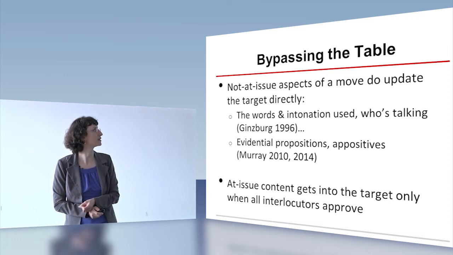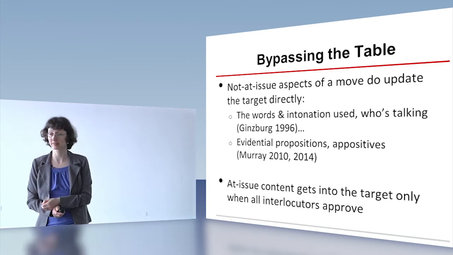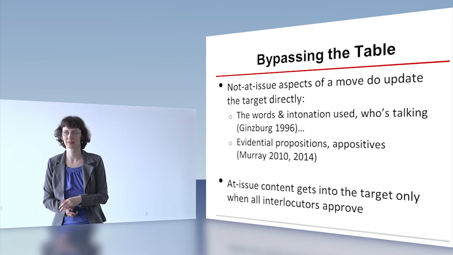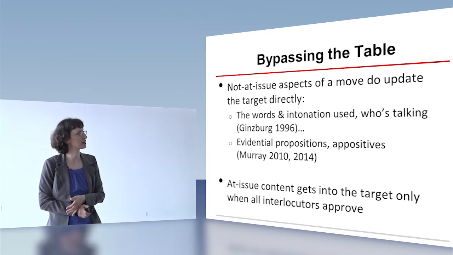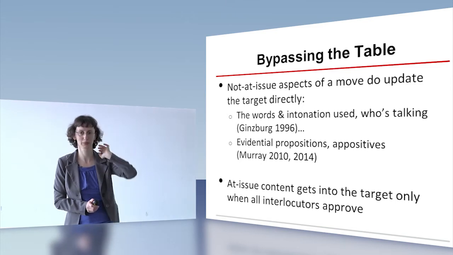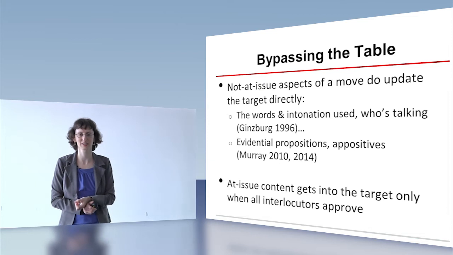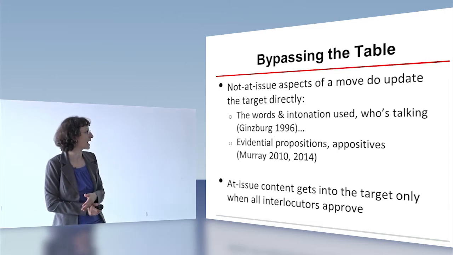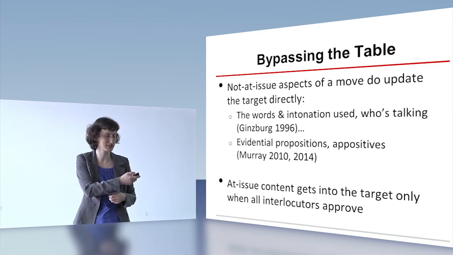Not-at-issue aspects of a move do update the target directly. So when I speak, the words I'm saying and the intonation I'm using, these metalinguistic aspects, instantly enter the common ground because we're jointly attending, hopefully, to what I'm saying. Also, there have been proposals that things like appositives, John, who lives in California, is here, so who lives in California directly updates the common ground according to Sarah Murray. Also evidential propositions, such that the speaker has reportative evidence for it. That reportative evidence part just directly updates the common ground. Okay. So at-issue content, in contrast, gets to the target only when all interlocutors approve of it being there. So there has to be an uptake and acceptance.